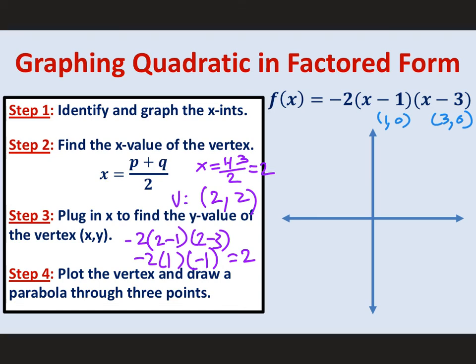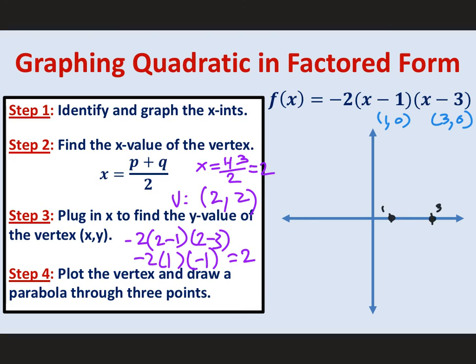All right, we have enough information now. We can start plotting all this stuff. So my first point is at 1, 0. I'll put my first point right there. My second point is at 3, 0. So I'll go 3, and I'll put a point right there. These are my two x-intercepts.